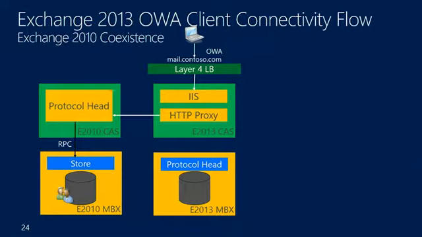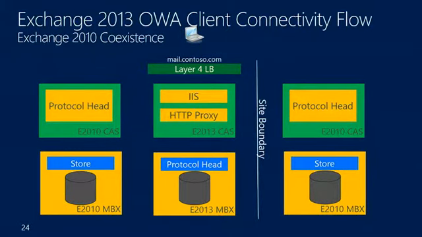Okay, so that's a very basic coexistence example. Let's mix it up a little bit. Let's say now we're in a multi-site environment. So now I've got my internet-facing site, because that's where my namespace is. And over here, we've got a non-internet-facing site where I've introduced the new 2010 stuff. Same client comes in through OWA, hits the load balancer. We do the lookups. We find out now that their mailbox is over in that other site.